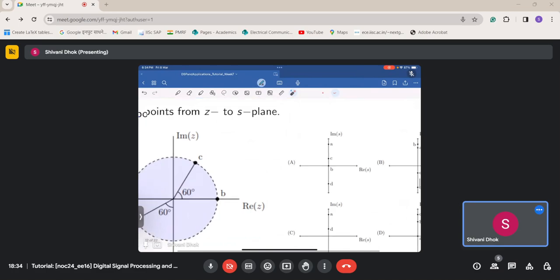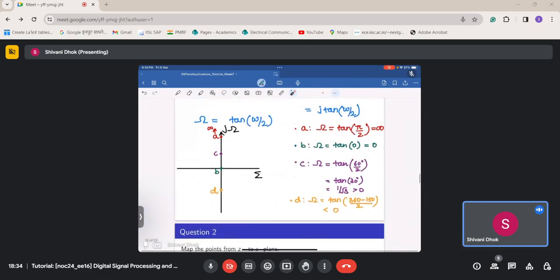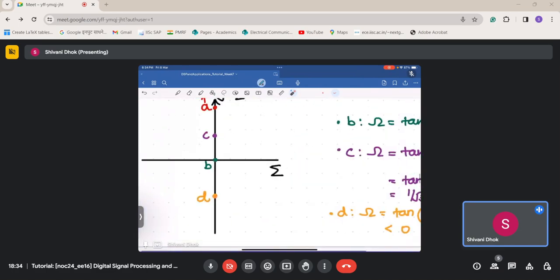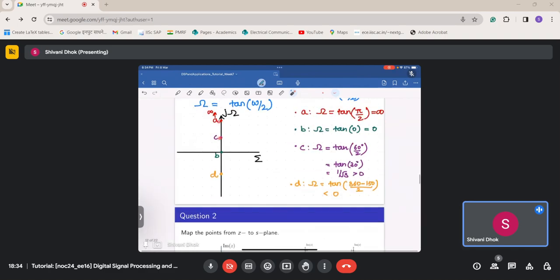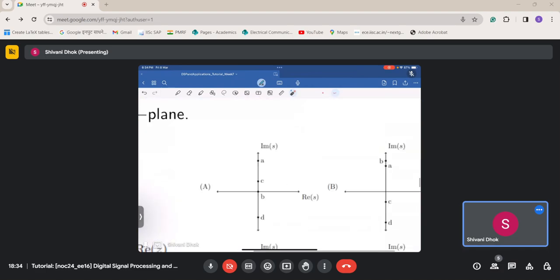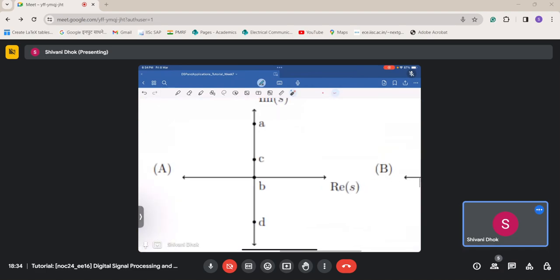Now if you compare, this is the same thing that we had seen earlier. So D was below B, B was below C, and C was below A. So this is the exact same plot, which is option A, that is A, C, B, D. Here also we are having A, C, B, and D. So this is the answer to our question.